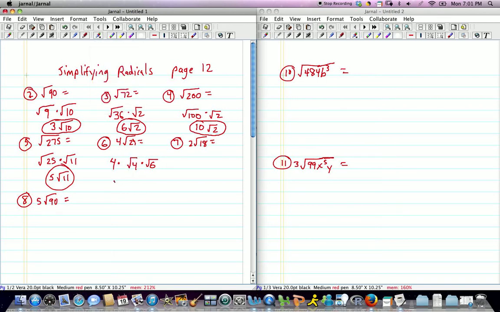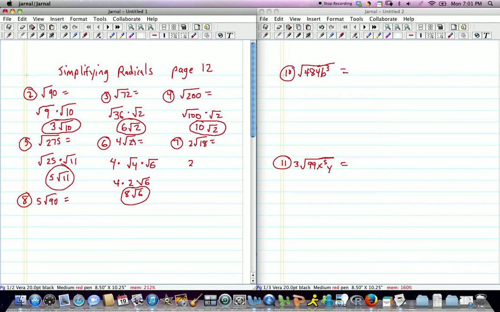Now we know that the square root of 4 is 2, so this is 4 times 2 times the square root of 6. 4 times 2 ends up being 8, so I have 8 times the square root of 6, and that's my final answer. Notice that you don't need both of these numbers to be perfect squares, just one of the two for this to work.